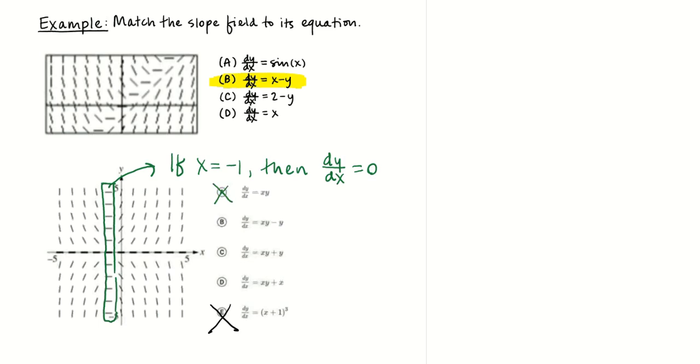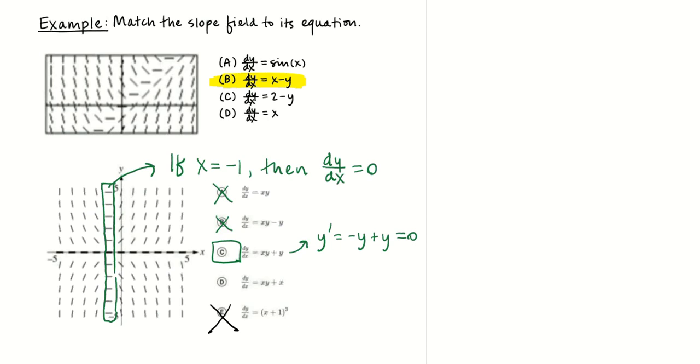Okay. What about this one? B, that's also not going to work, because I'm going to have -y minus y would be -2y for dy dx. That's not always 0. And then for C, I think this one's going to work because if x equals -1, then dy dx equals negative y plus y, which is equal to 0, which is what I had set out to find.